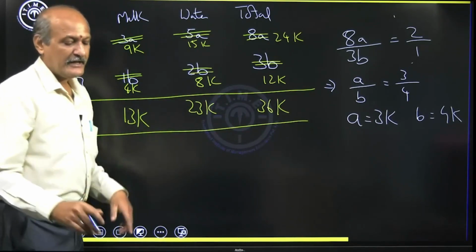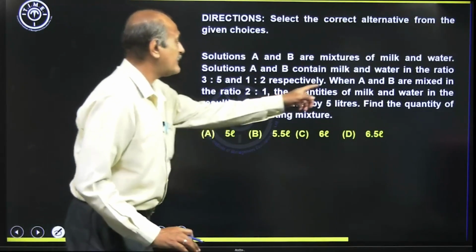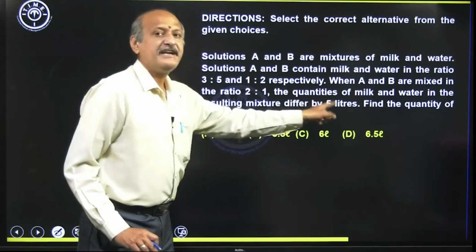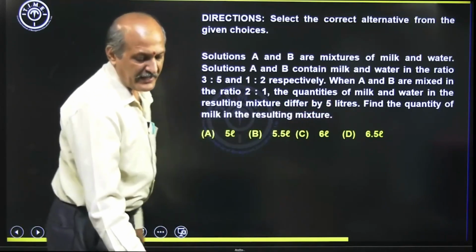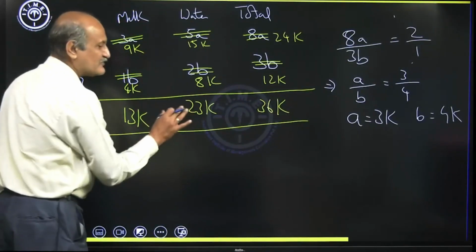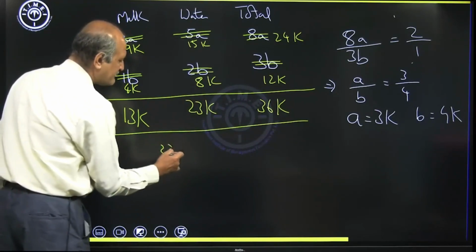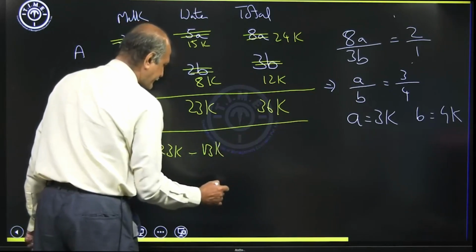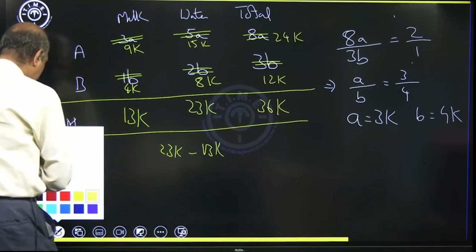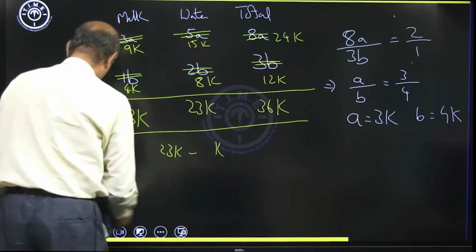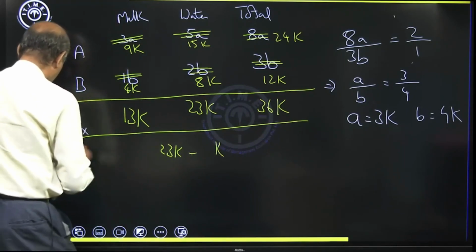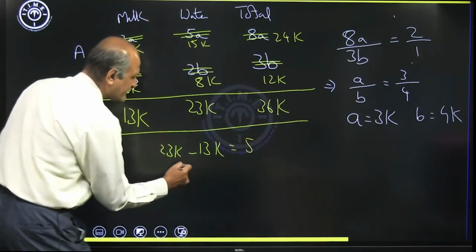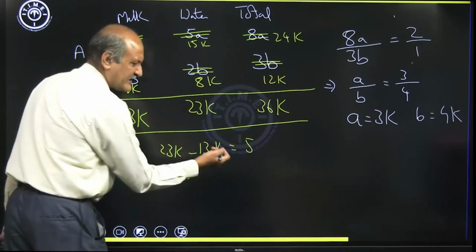Further it says that the quantities of milk and water in the resultant mixture differ by 5 liters. The difference in the resultant solution is 5 liters. So does this mean 23K minus 13K is equal to 5? That gives us 23 minus 13 is 10.